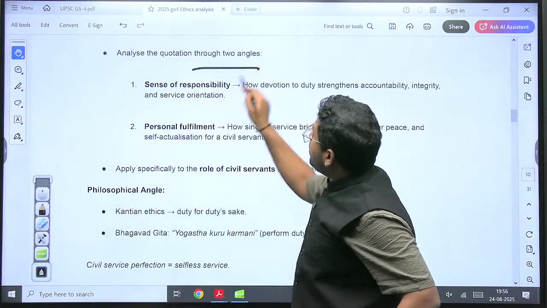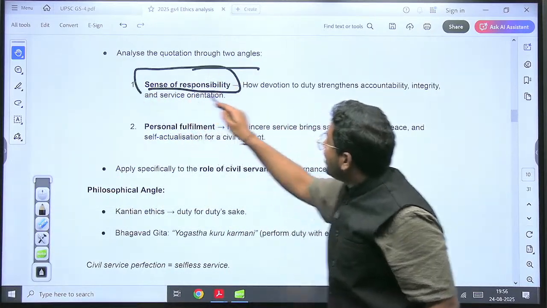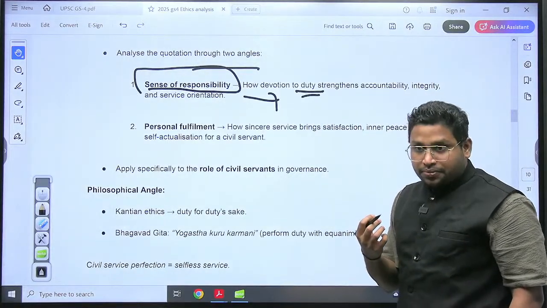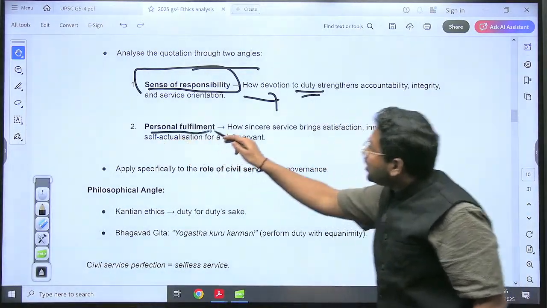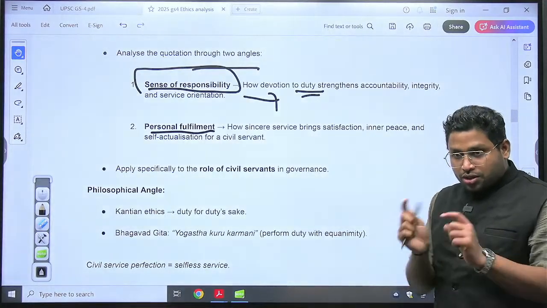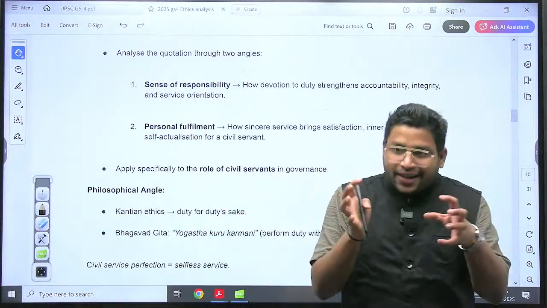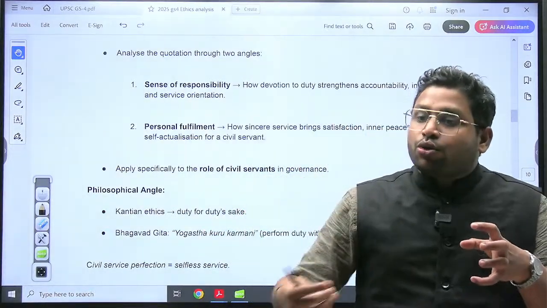Simply talk about this part, the sense of responsibility that you have, and that's why you give so much importance to duty, right? And how you get this personal fulfillment through this. This is a different dimension you have to bring in. Okay, so connect these parts by doing the duties.